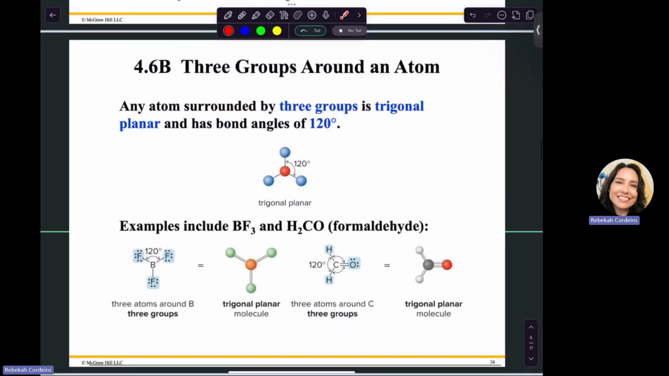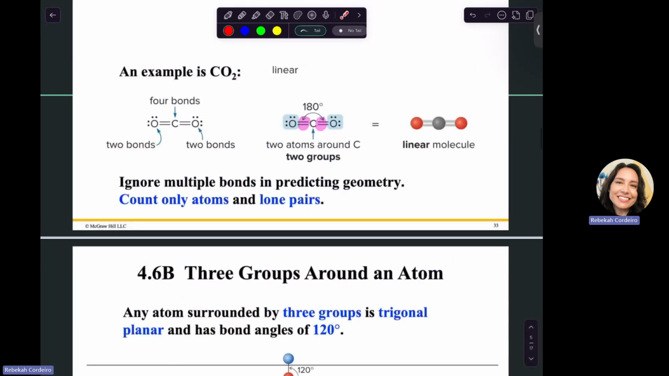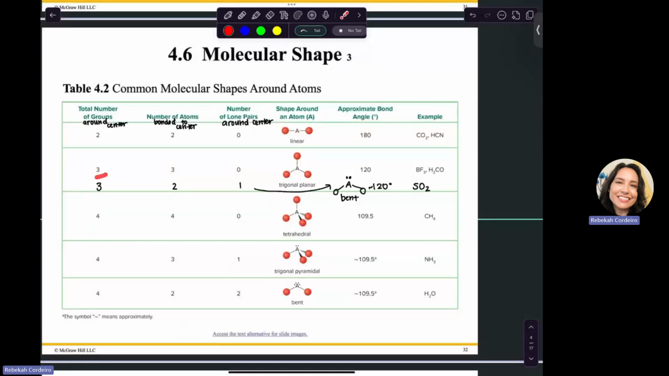Now, if I have trigonal planar, let's count around the center atom. I've got 1, 2, 3 things around the center atom. All of them in this case are bonds, no lone pairs. So I'll go here. Three things are on the center atom. All three things are bonded, zero lone pairs, trigonal planar, 120.